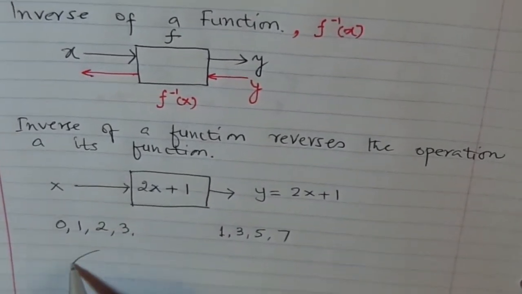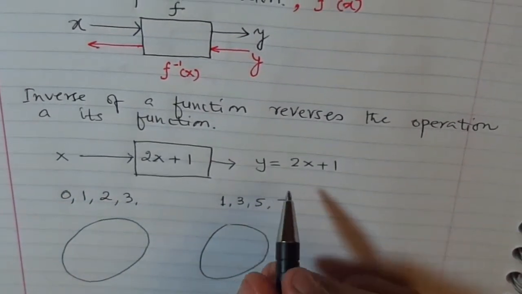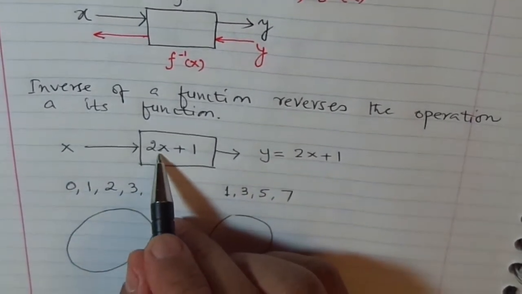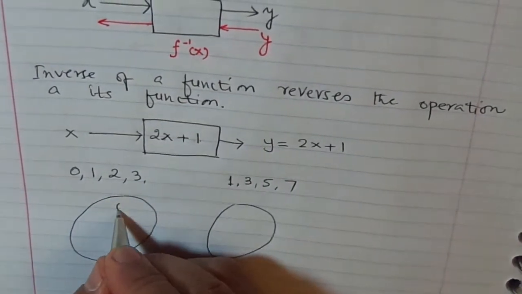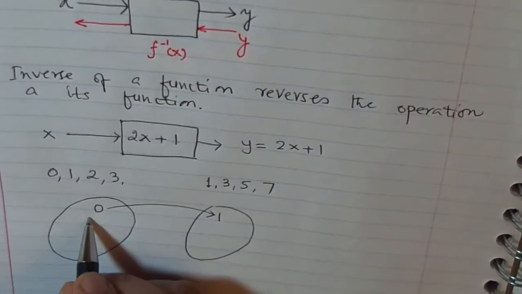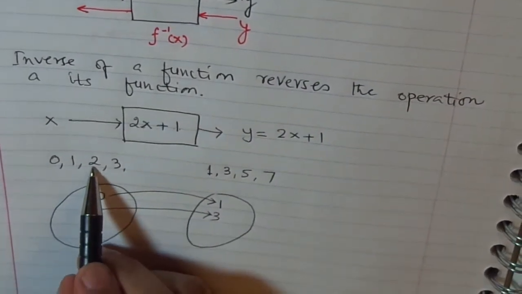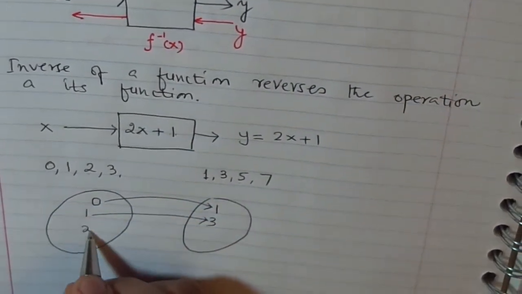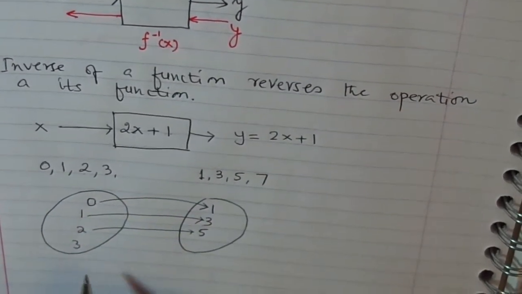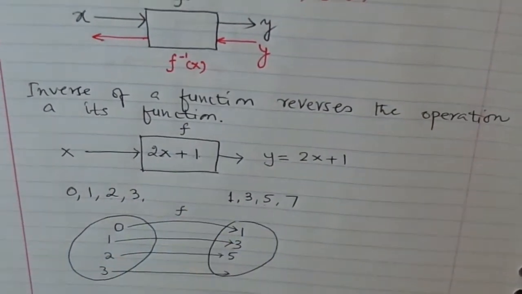So, this function performs an operation on the inputs. Inputs could be any real number, giving us outputs such that the input is multiplied by 2 and then you add 1. So 0 will give us an output of 1. If 1 is the input, it gives us an output of 3. If 2 is the input, it gives an output of 5. And if 3 is the input, it gives us an output of 7. So this is how we have defined our function f.